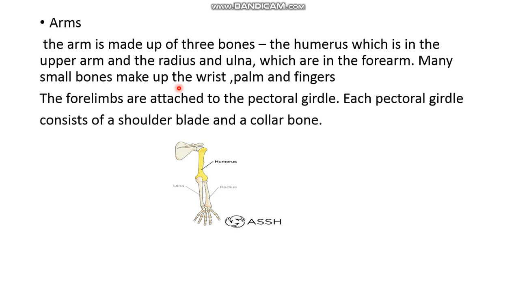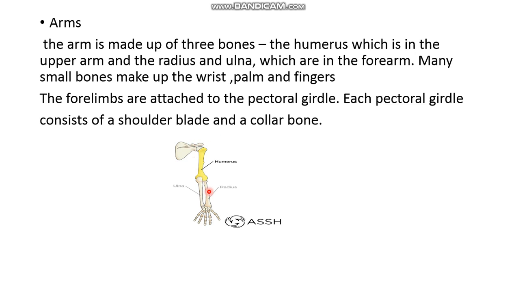Many small bones meet at the palm and fingers. The arm bones are attached to the pectoral girdle. Each pectoral consists of a shoulder blade and a collar bone.